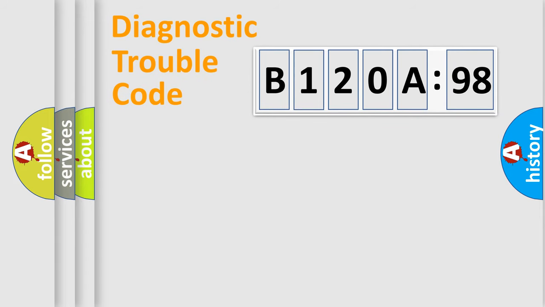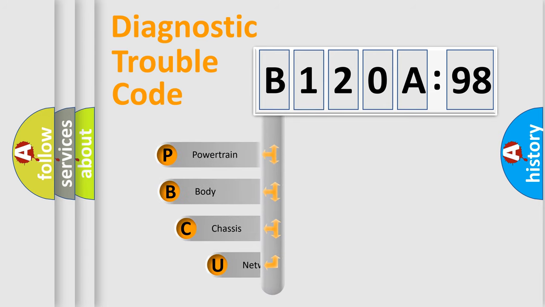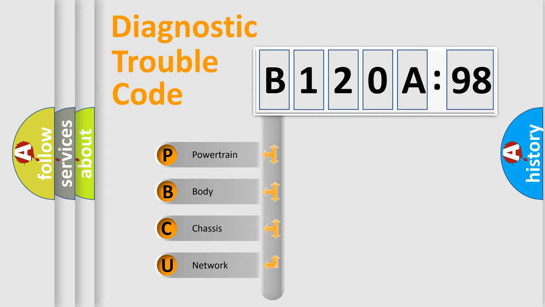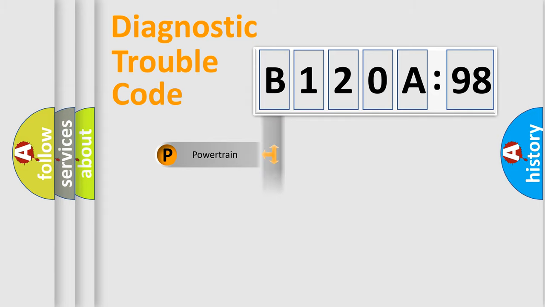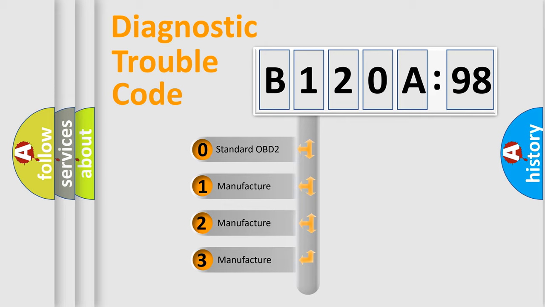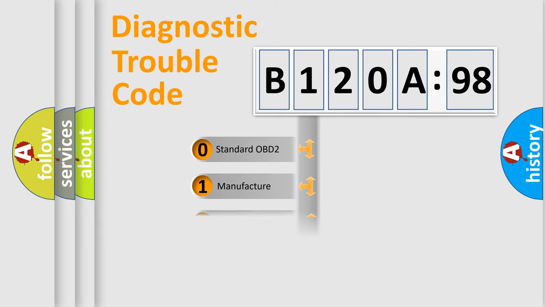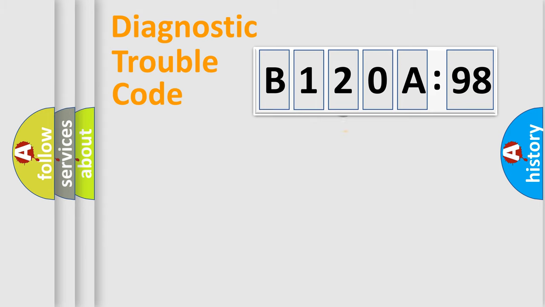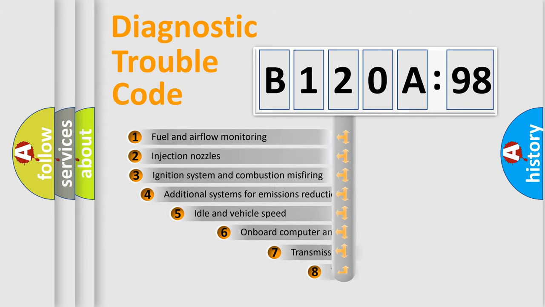Let's do this. First, let's look at the history of diagnostic fault code composition according to the OBD2 protocol, which is unified for all automakers since 2000. We divide the electric system of an automobile into four basic units: powertrain, body, chassis, network. This distribution is defined in the first character code. If the second character is expressed as zero, it is a standardized error. In the case of numbers 1, 2, 3, it is a more prestigious expression of the car-specific error.